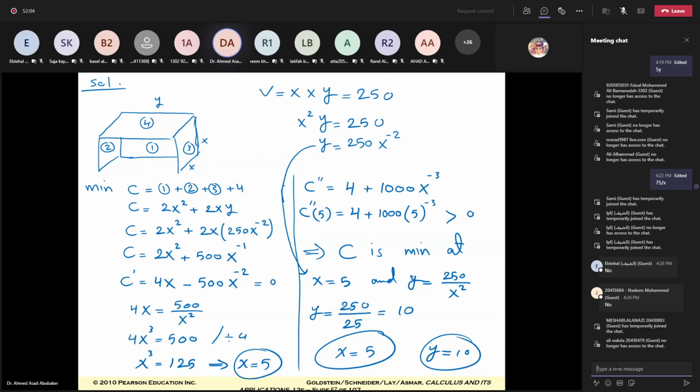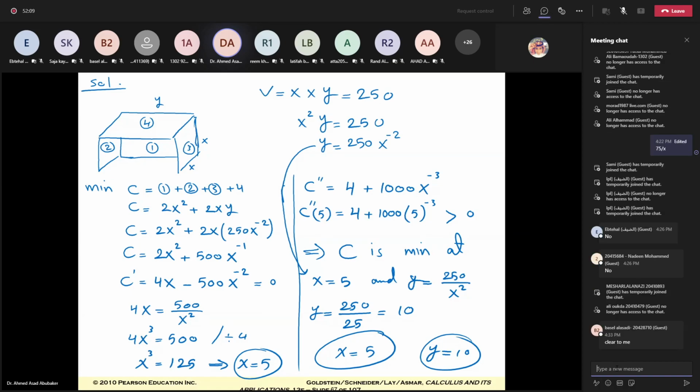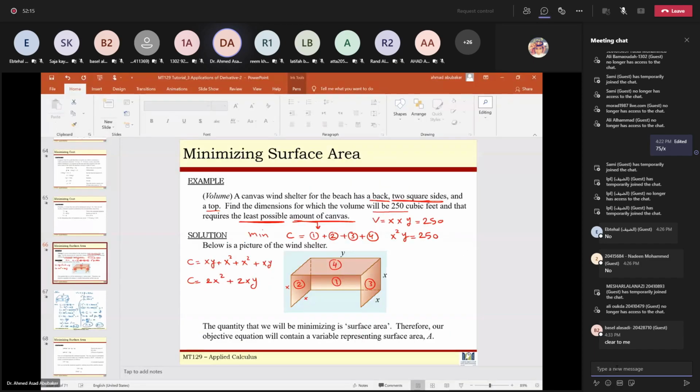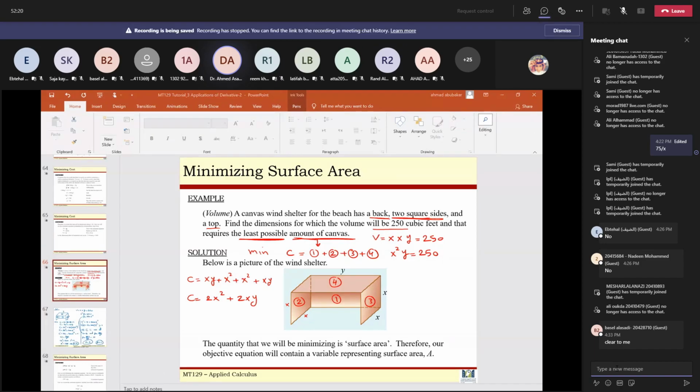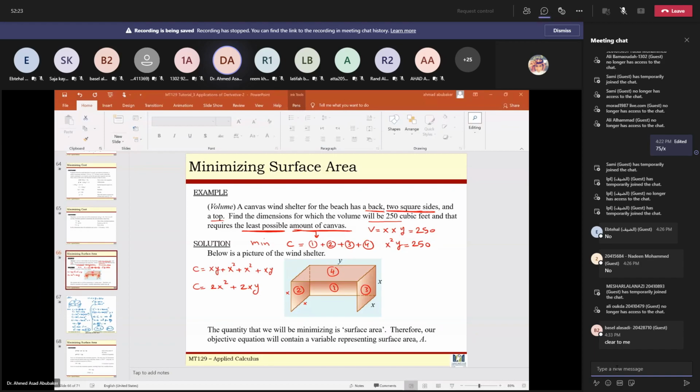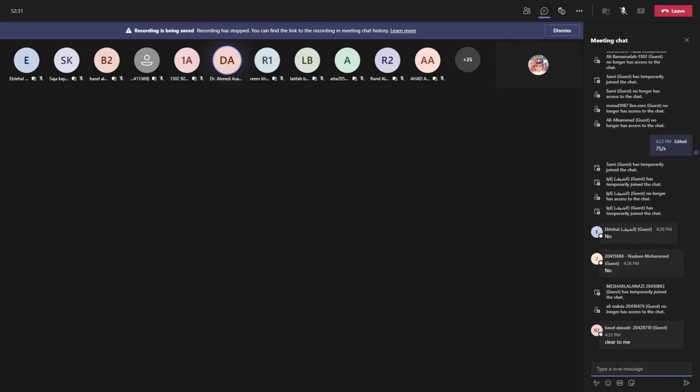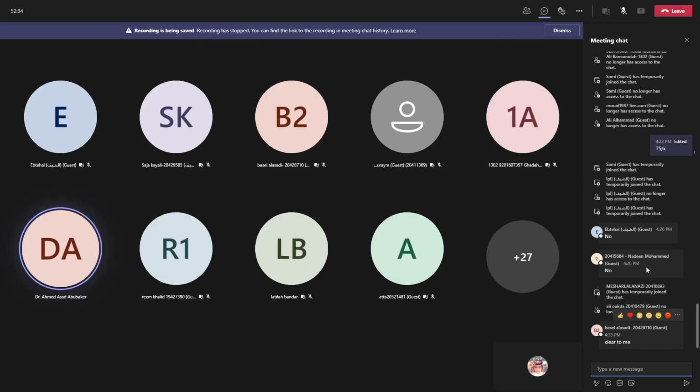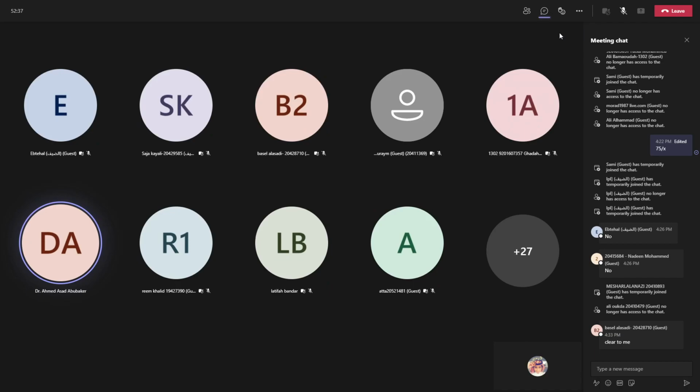And with this example, we finished tutorial number 3, the application of derivatives. Okay, now go to tutorial number 4.